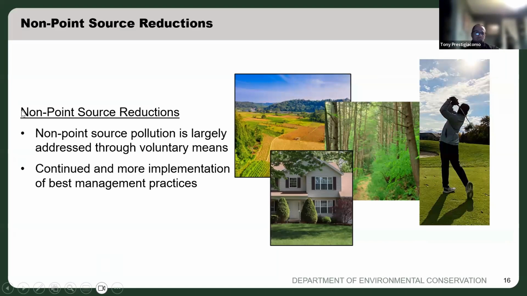So non-point source pollution is largely addressed through voluntary means, and continued and more implementation of best management practices will be needed to get the reductions we need from things like farm fields, residential neighborhoods, forests, open spaces, golf courses, et cetera.